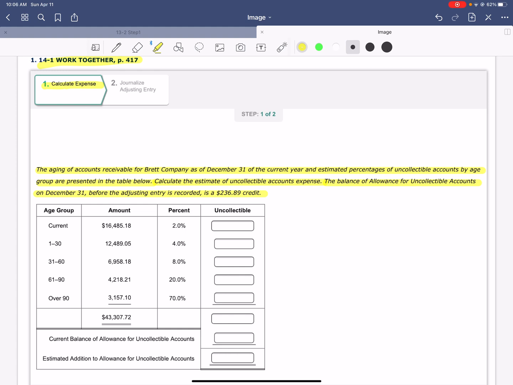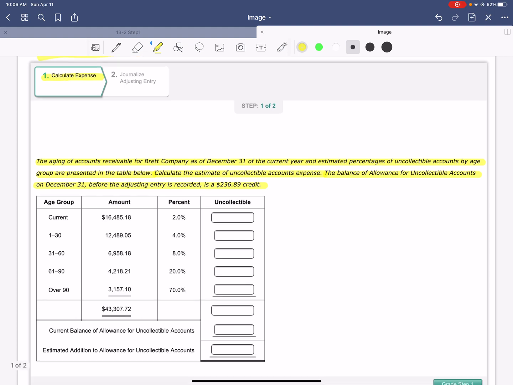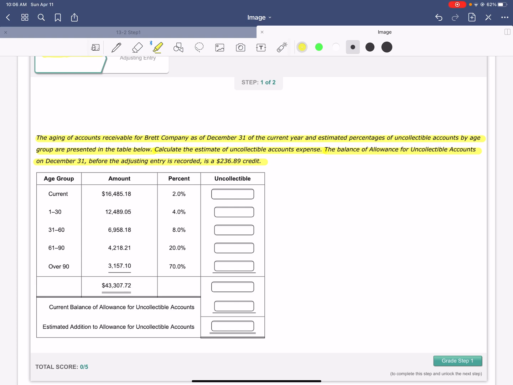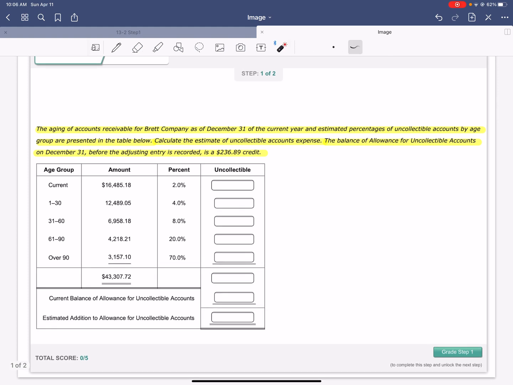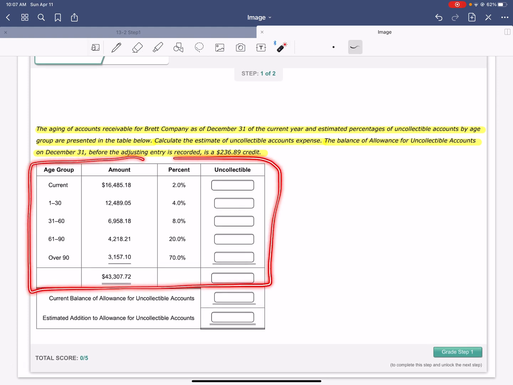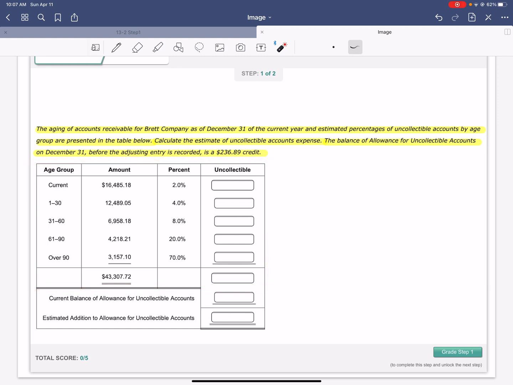$236.89 credit. Again, remember we estimated every fiscal period, and then what is left over that we did not collect is carried forward, and that's the $236.89 balance. You can see in the table here that you have your current, your 1 to 30 day past, and so forth, all of your amounts that are past due of all of your uncollectible accounts. You will also see the percent that they believe will not be collected from that category.